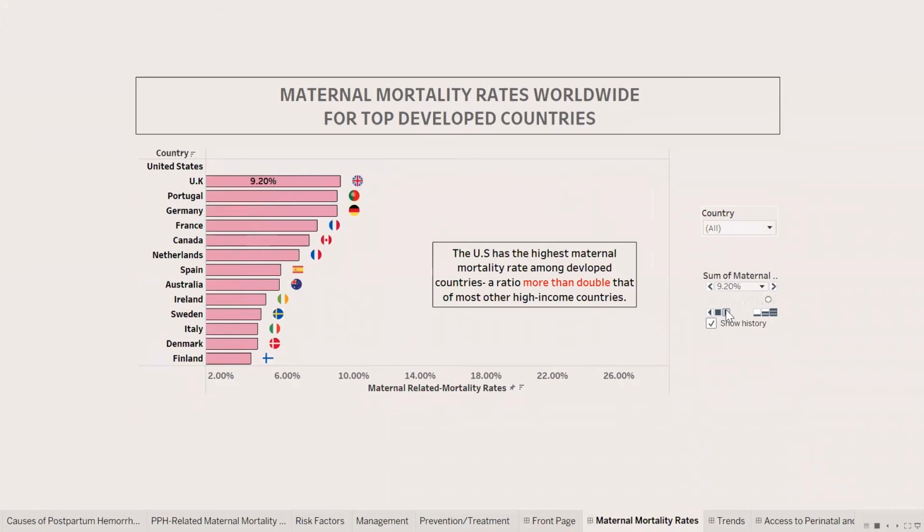So this dashboard explains the maternal mortality rate for top developed countries. As we can see, the US has the highest mortality rate among high-income countries, a ratio more than double that of other developed countries. Even though the maternal mortality rates in the US are reducing every year, it still has the highest maternal mortality rates.